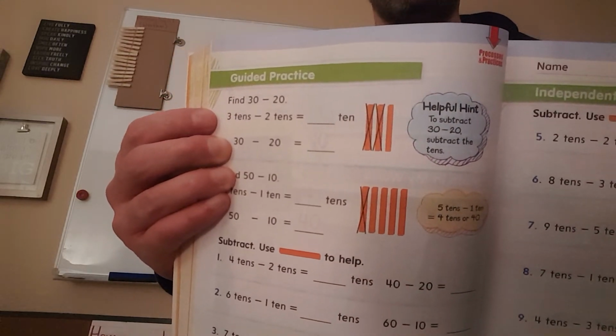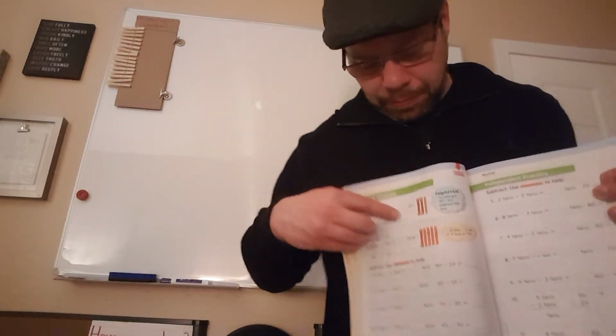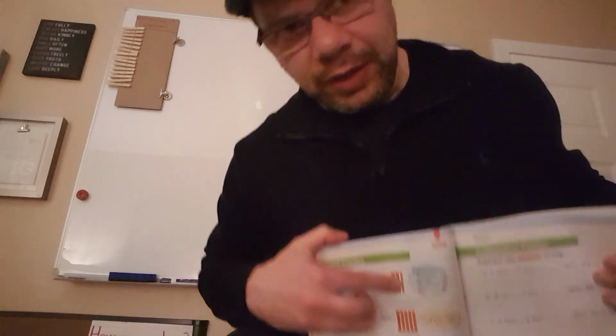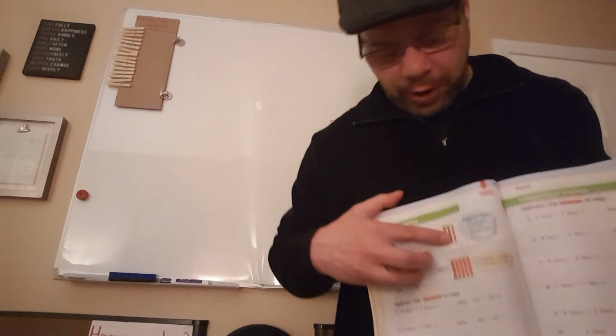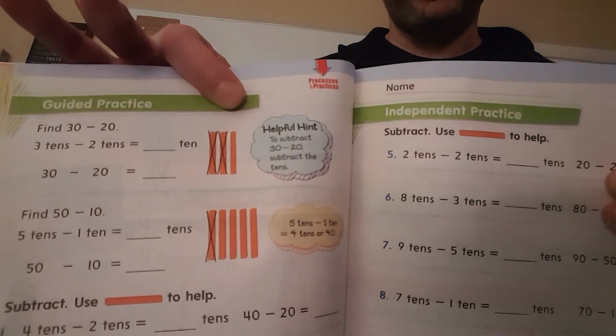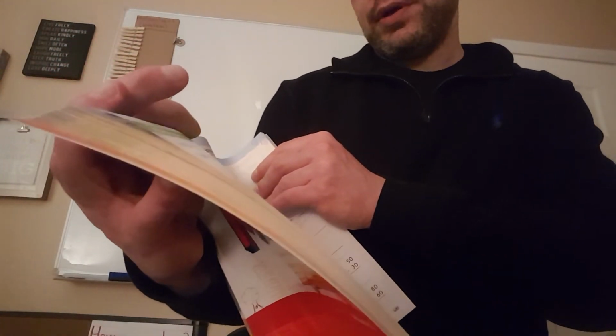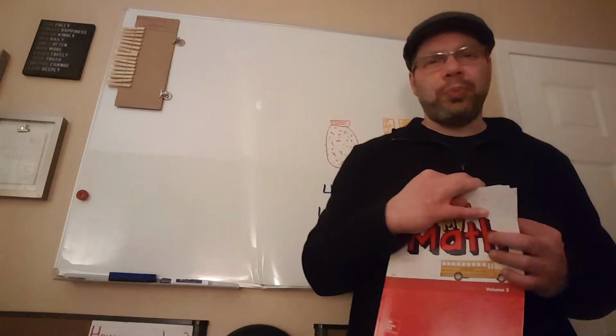30 minus 20, so 3 tens minus 2 tens equal how many tens? Yeah, just 1 ten, right? You could see it there because they drew a diagram for you. And here's a helpful hint. To subtract 30 minus 20, subtract the tens. All right, so you know you're just taking 2 tens away, and you're left with 1 ten. Okay? So these should be pretty straightforward.